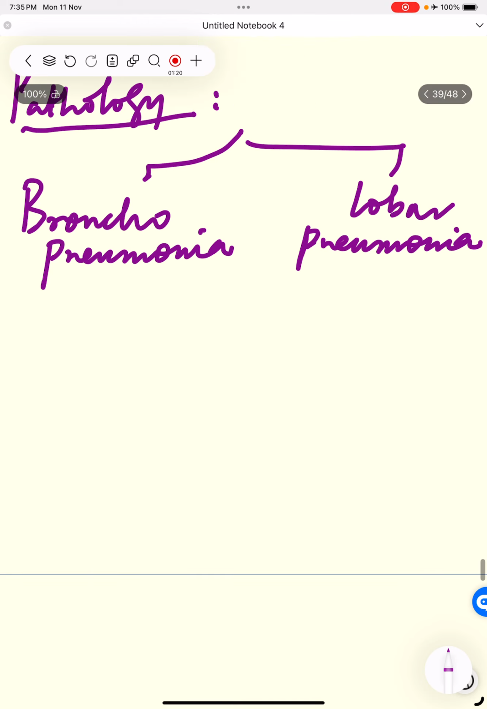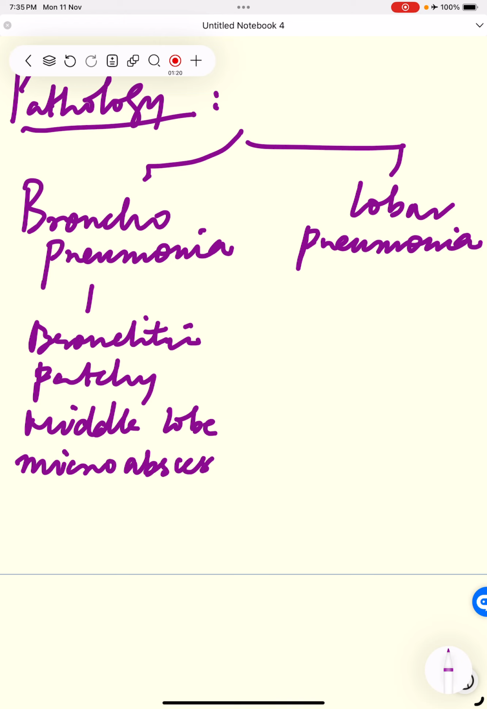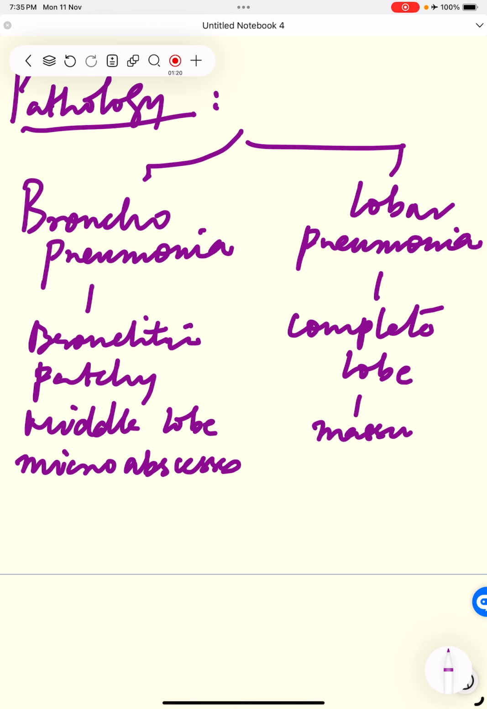Now when it comes to bronchopneumonia, the patient usually presents with bronchitis, and there will be patchy pneumonia. Usually the middle lobe, that is the most common lobe which is affected, and there will be microabscesses. Whereas if you see the lobar pneumonia, here the complete lobe is involved, so it actually gives rise to massive consolidation.